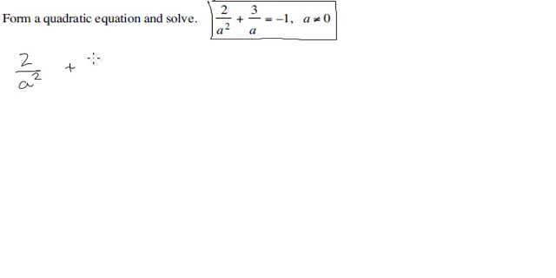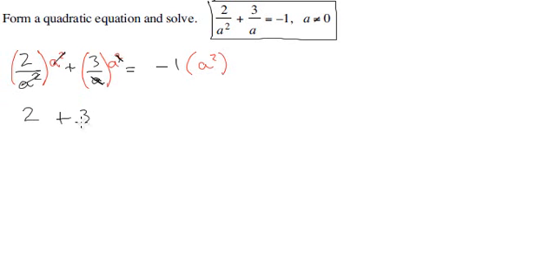2 over a squared plus 3 over a equals -1. The common denominator for all of this is a squared. And so the way you get this to behave is you multiply every single term by a squared. A squared over a squared cancels, and so we're just left with 2. Next term I can cancel a single a versus a single a, so we get 3a. And on the right side we get minus a squared.